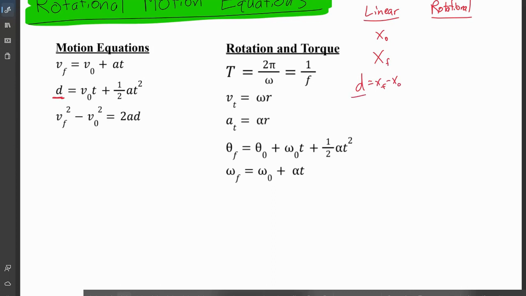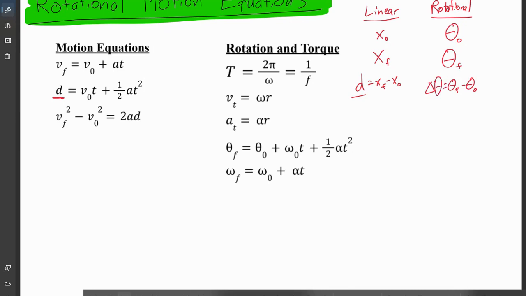If we take this over to rotational motion, our position is now given by what angle we are sitting at. So what angle, or theta, do we start at, and what theta do we end at? If we want the change in our angle, from our final angle minus our initial angle, we will call that delta theta.